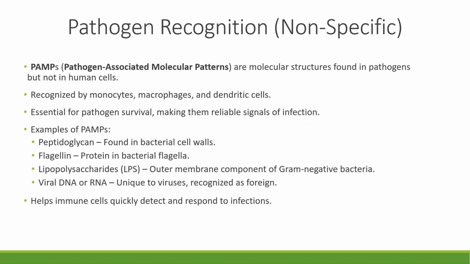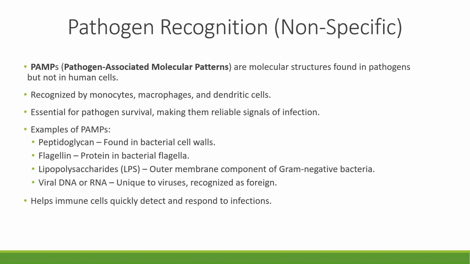The immune system detects infections by recognizing PAMPs. So these aren't AMPs, these are PAMPs: pathogen-associated molecular patterns. Monocytes, macrophages, and dendritic cells all identify general molecular structures that are essential for pathogens to survive. These structures are not found in human cells, making them clear signs that there's an infection going on. There's some sort of foreign invader in that area.